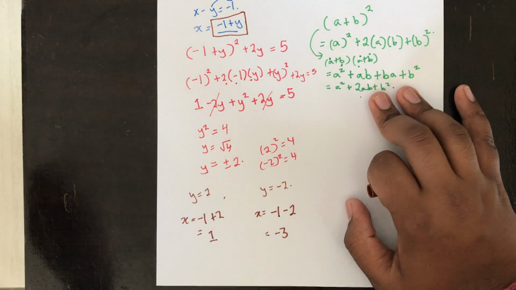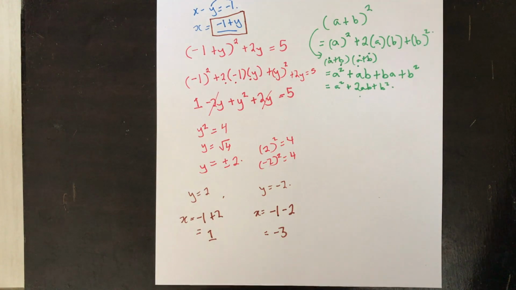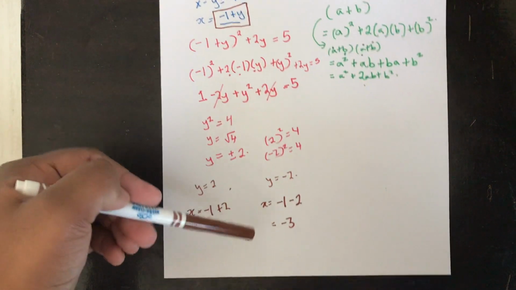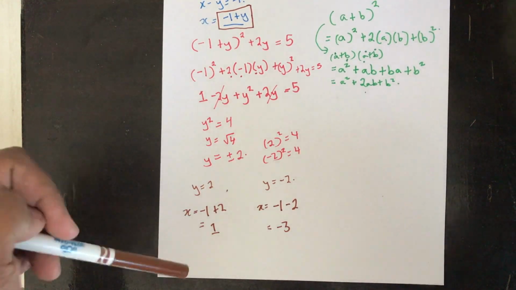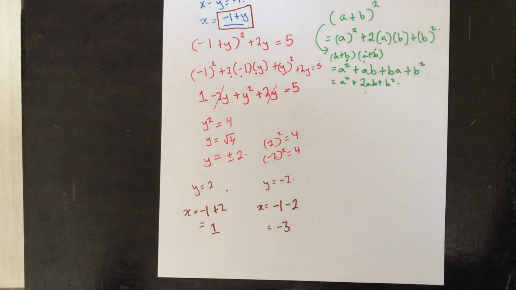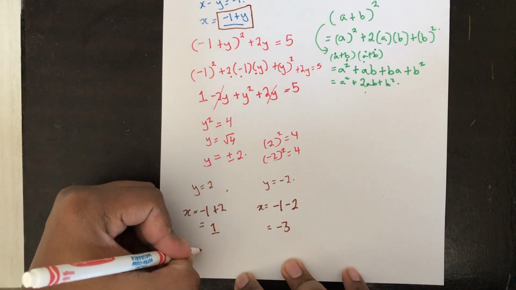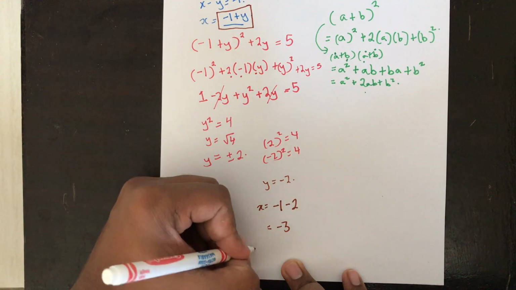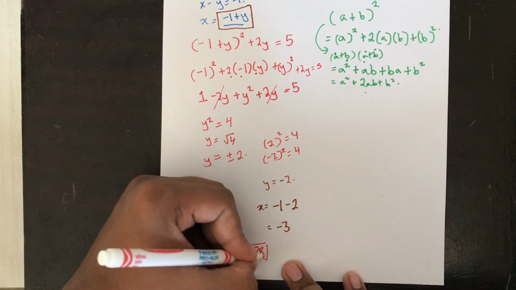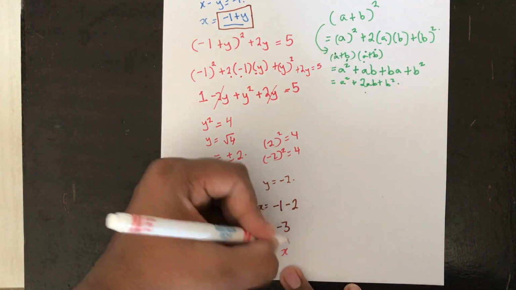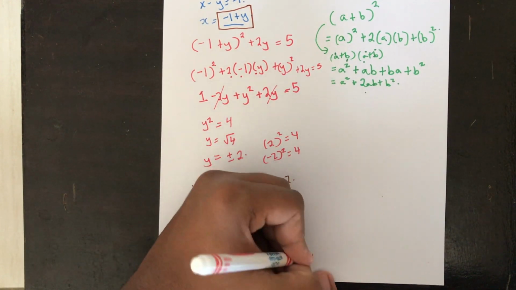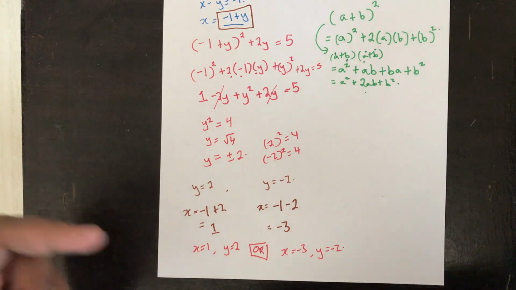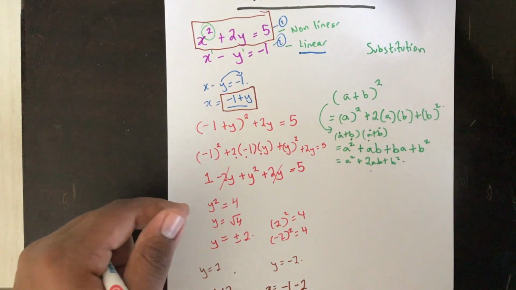So I've got 2 pairs of solutions. Always remember that because the simultaneous equation had its highest power as 2, I'll have 2 solutions. It's good to keep that in mind. So therefore, my solutions are x as 1 and y as 2, or x as minus 3 and y as minus 2.